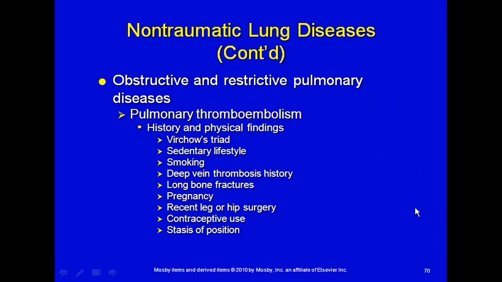So we're back here. We're talking about the history and physical findings related to PEs, and certainly we had talked about recent leg or hip surgery and how they don't let you lie around in bed anymore. They get you up and moving so that you don't develop that PE. And if you're unable to do that, they put you in a machine that moves your leg up and down, back and forth, to decrease the likelihood of developing a PE.